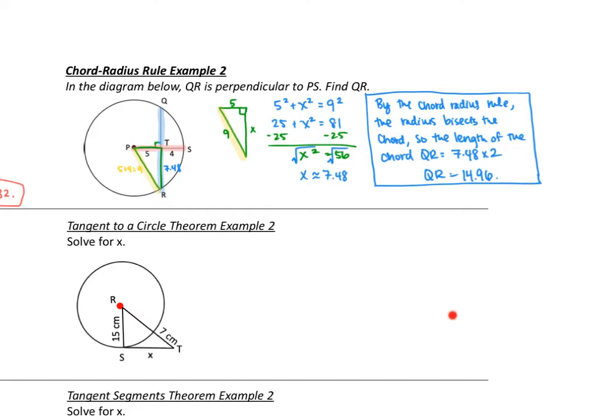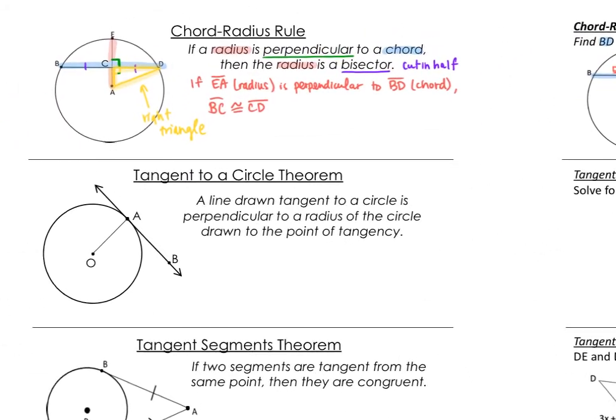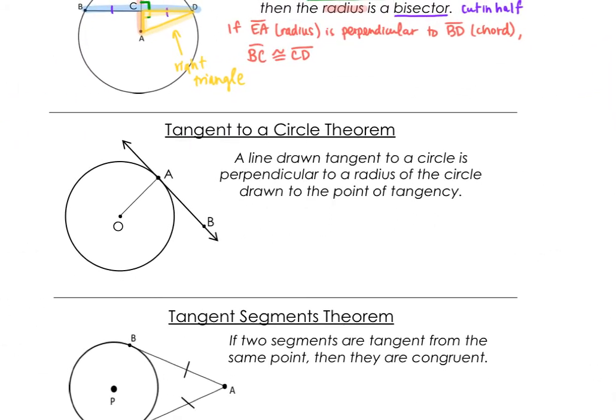All right, now let's look at the second theorem here. The second theorem is called the tangent to a circle theorem, and it states that a line drawn tangent to a circle, so it's this one, is perpendicular, which we know means crosses at a 90-degree angle, to the radius of the circle when it is drawn to the point of tangency.